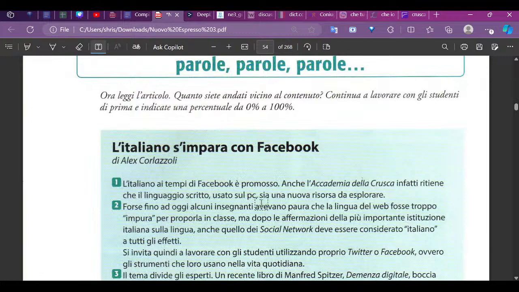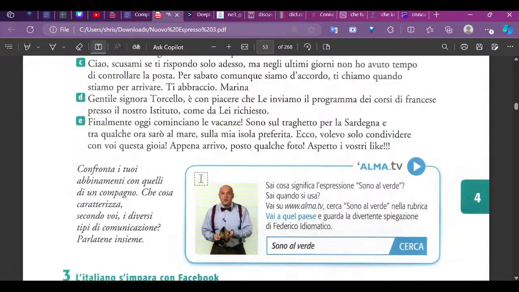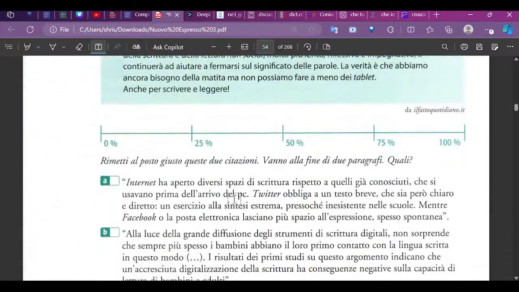How close did you get to the content? Oh, I think it was related to this. Anyway, that's kind of a random pointless exercise.